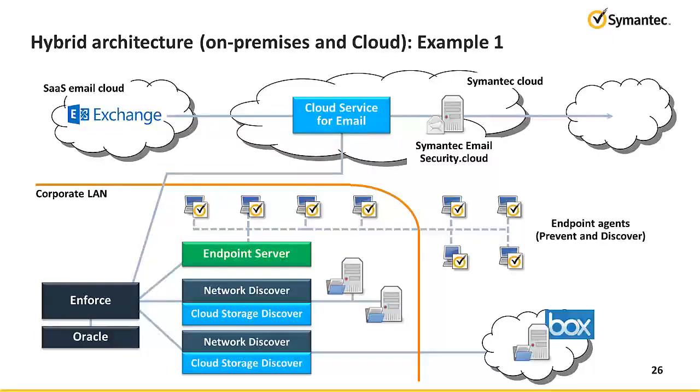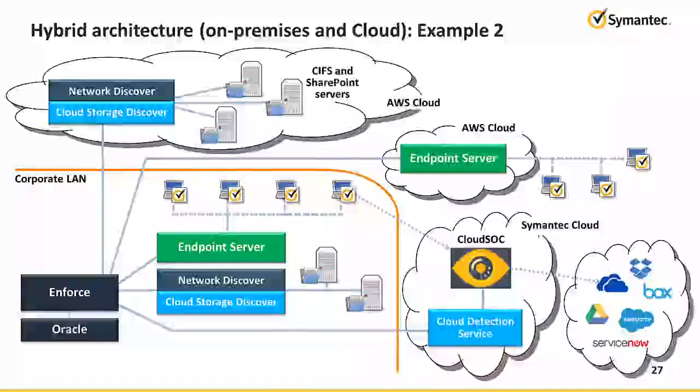Many organizations now use cloud-based email and storage, which means architectures such as this represent a growing segment of Symantec DLP customers. This diagram shows a second example of hybrid architecture. In this case, an organization makes use of Amazon Web Services in the cloud for some of its infrastructure.